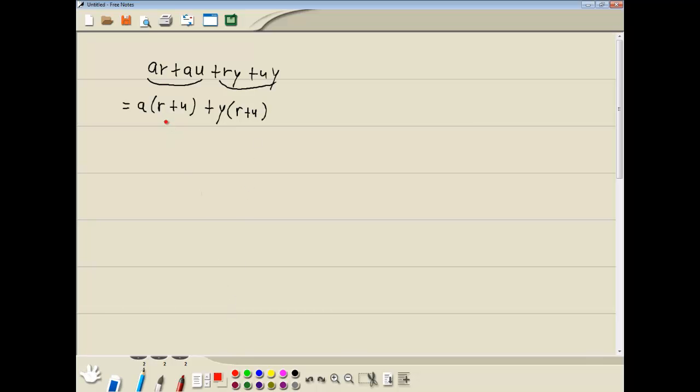Now our goal with grouping is to get this parentheses the same as this, which they are. So I'm going to factor out R plus U out in front. To decide what goes in your second set of parentheses, you can look at the previous step, and if you cross out the R plus U's, what isn't crossed out is what goes in this parentheses, which would be A plus Y. And that would be our answer.